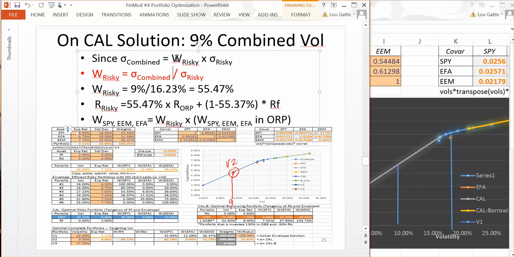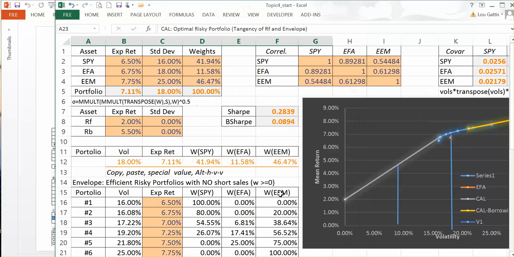If I rearrange that equation, the weight in the risky asset is the combined divided by the risky asset volatility. So if I want the combined volatility of all my assets to be 9, and the standard deviation of the optimal risky portfolio is 16, I just need to put 54% of my money in the risky portfolio and 45% in treasuries. So let's go ahead and do that.